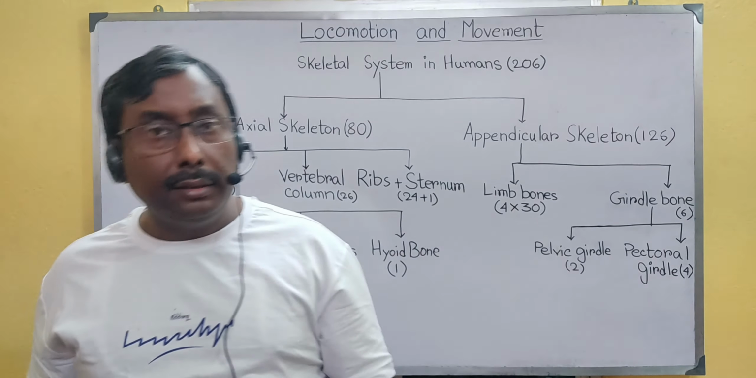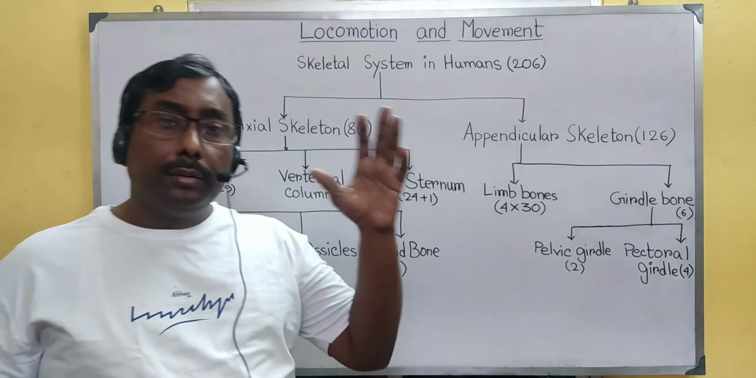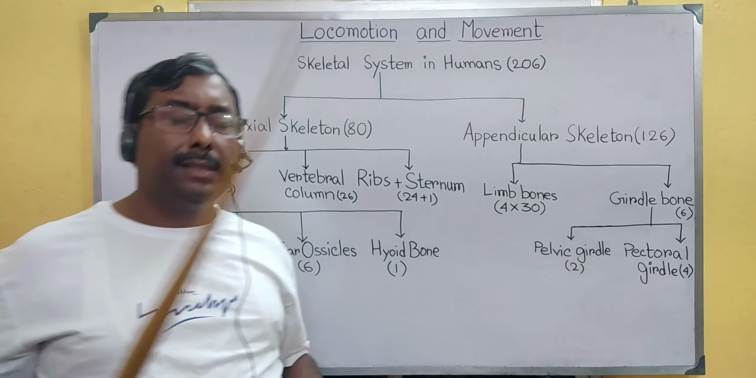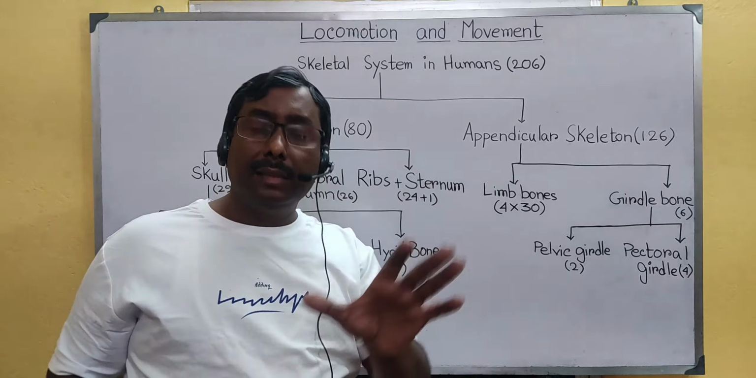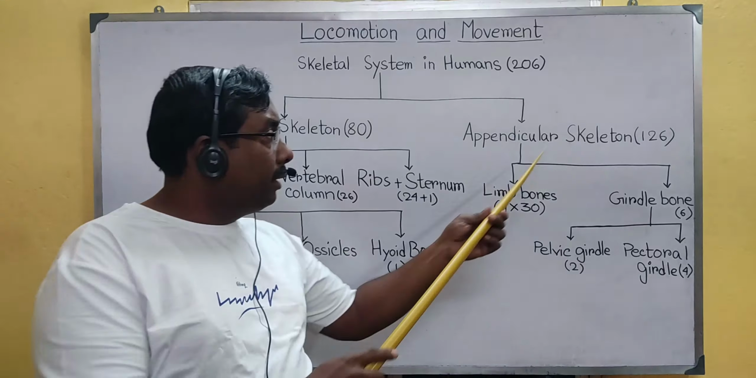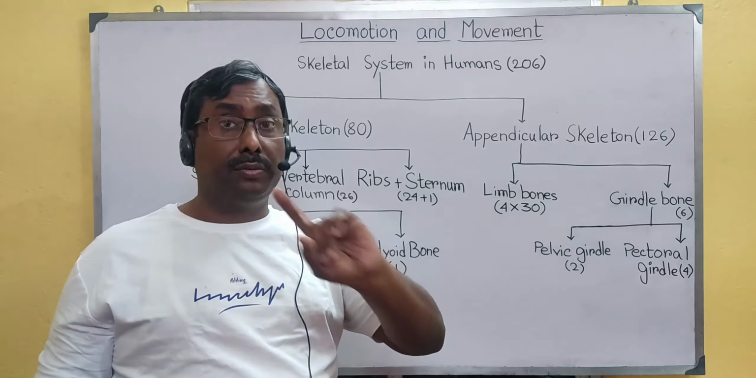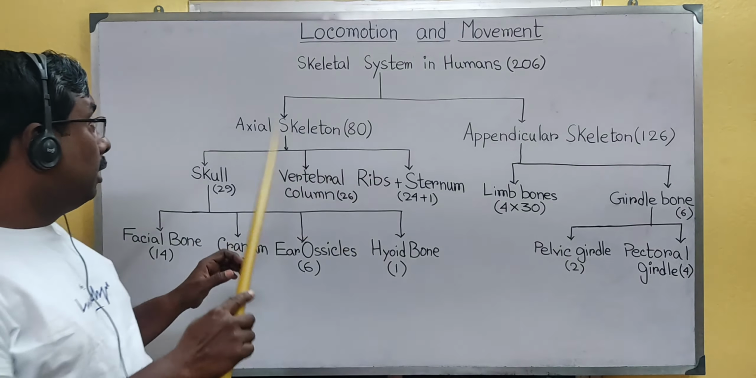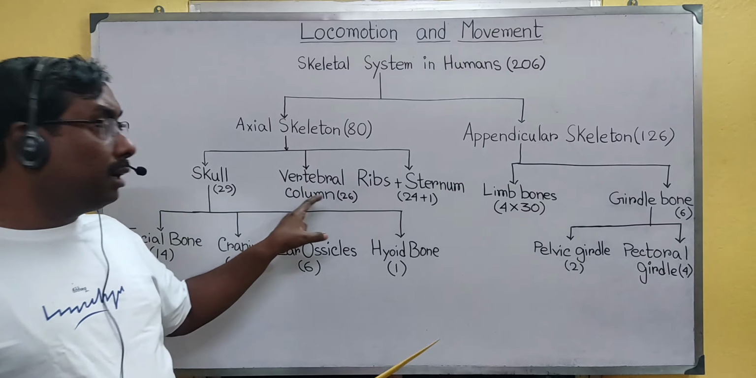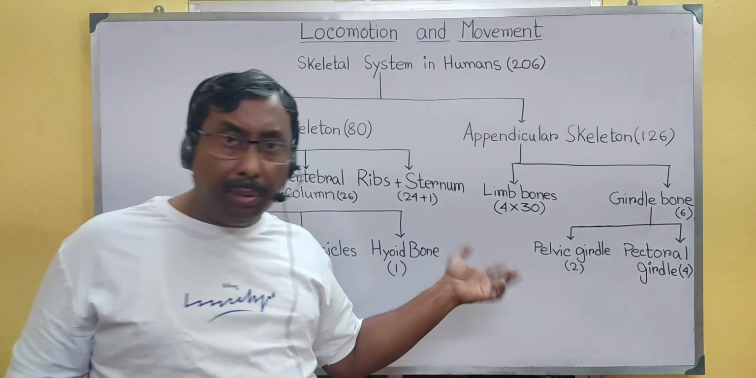So I am revising again. The human skeletal system contains a total of 206 bones. Among that, the total human skeleton is divided into 2 parts: the axial skeleton and the appendicular skeleton. The axial skeleton contains 80 bones and the appendicular skeleton contains 126 bones. Keep in mind the number of the bones, it is very important for you. Now the axial skeleton has 3 main parts: skull 29 bones, vertebral column 26 bones, and ribs and sternum 24 plus 1, that means 25 bones.